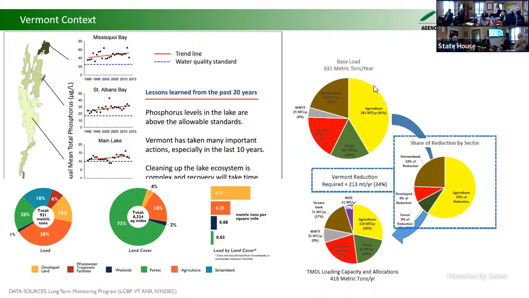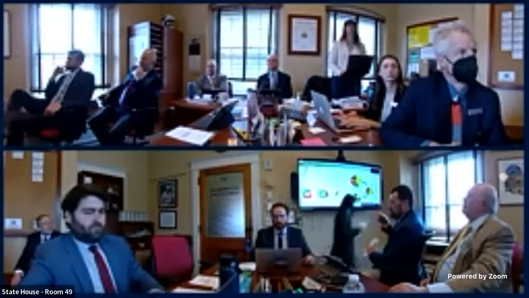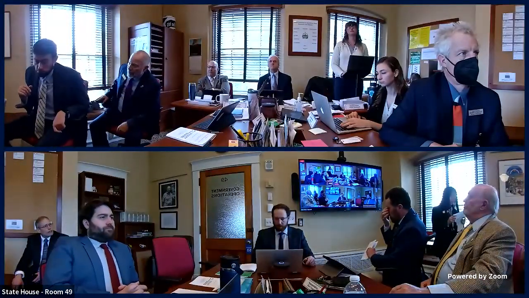But where's the reduction happening in reality? So if there's this number of metric tons in the waterways per year, but it comes out of the stream at 118, where's the rest going? Where is it being sequestered, I guess, is the question.